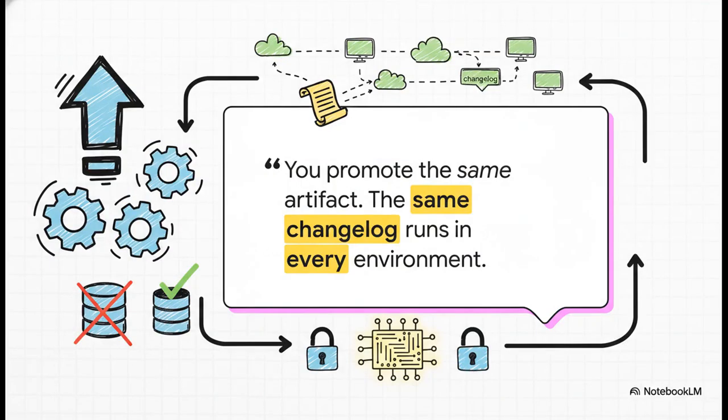And here is the absolute secret sauce to making this work. You are promoting the exact same artifact through every single environment. The same changelog runs in dev, in QA, and in prod. This is what finally kills that old excuse of, well, it worked on my machine. You get this amazing confidence that what you tested is exactly what's going to production.